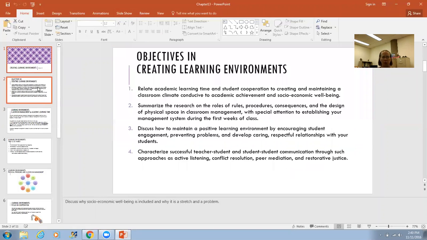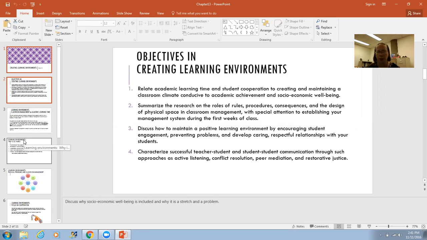The objectives for this week are: one, to relate academic learning time and student cooperation, creating and maintaining a classroom climate conducive to academic achievement and socioemotional well-being; two, to summarize the research on the role of rules, procedures, consequences, and the design of physical space in classroom management, with special attention to establishing the classroom management system during the first week of class.